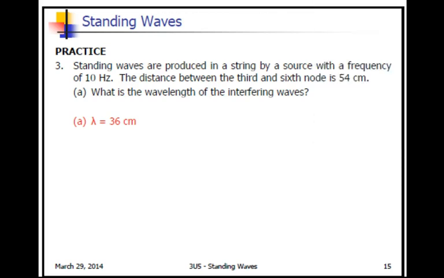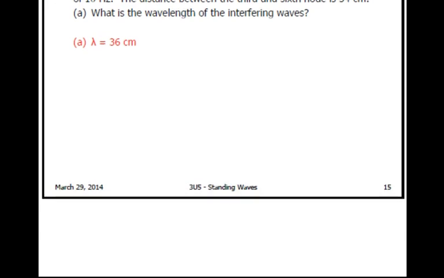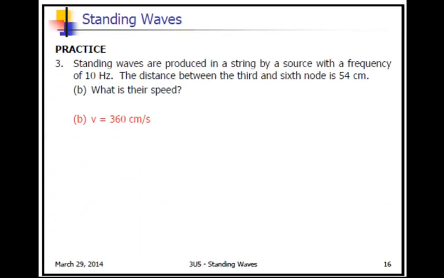Now that we know that our wavelength is 36, we can use the universal wave equation. 36 centimeters for wavelength times our f, which is 10 hertz, so we get 360 centimeters per second.